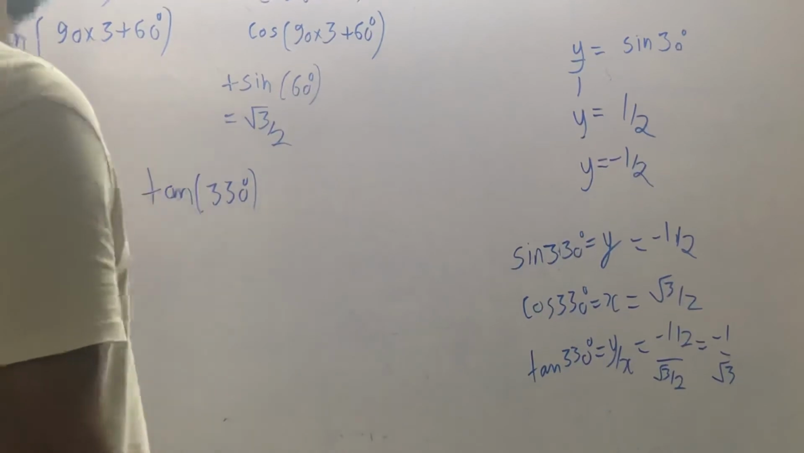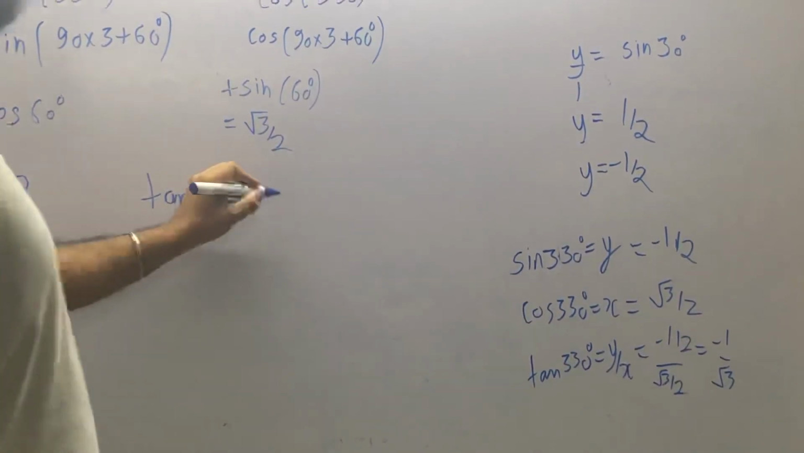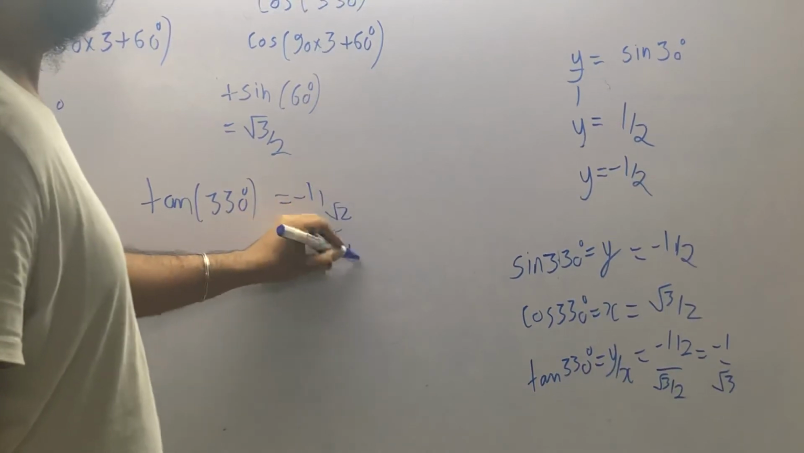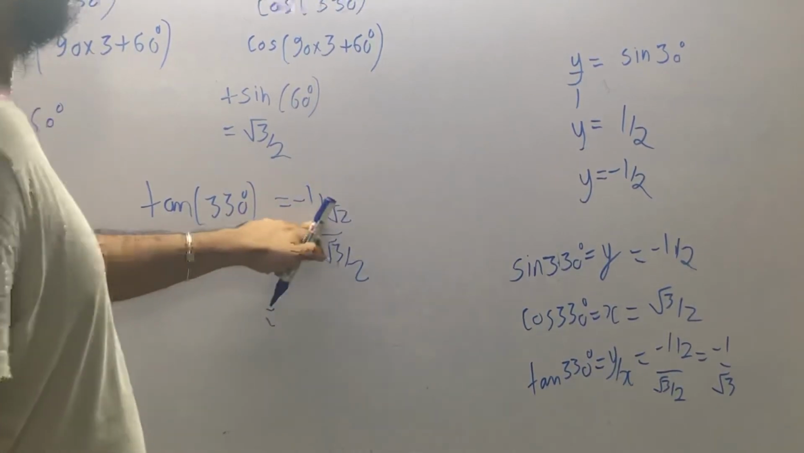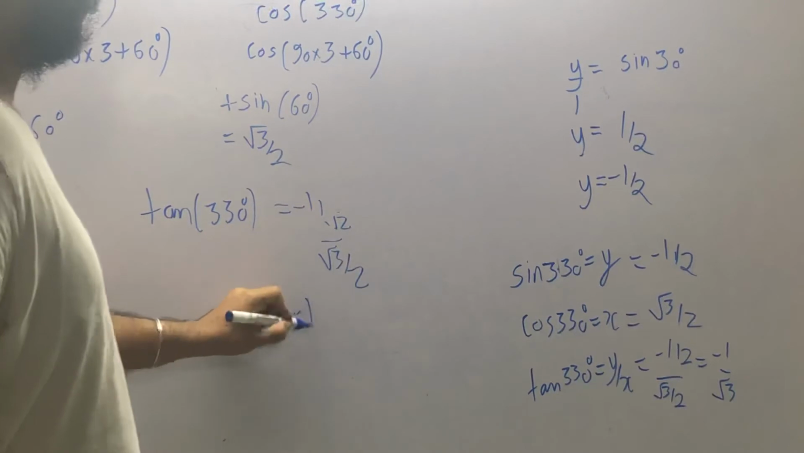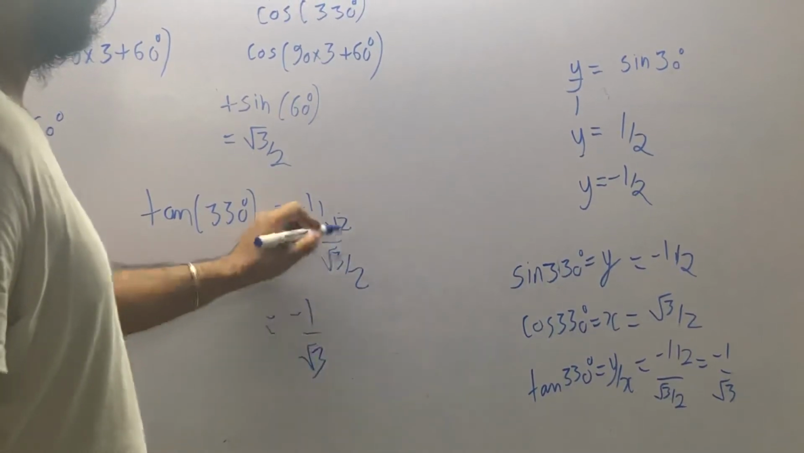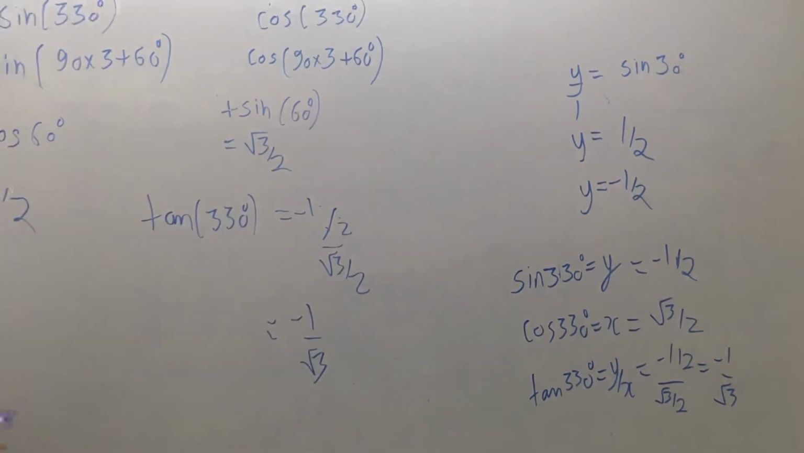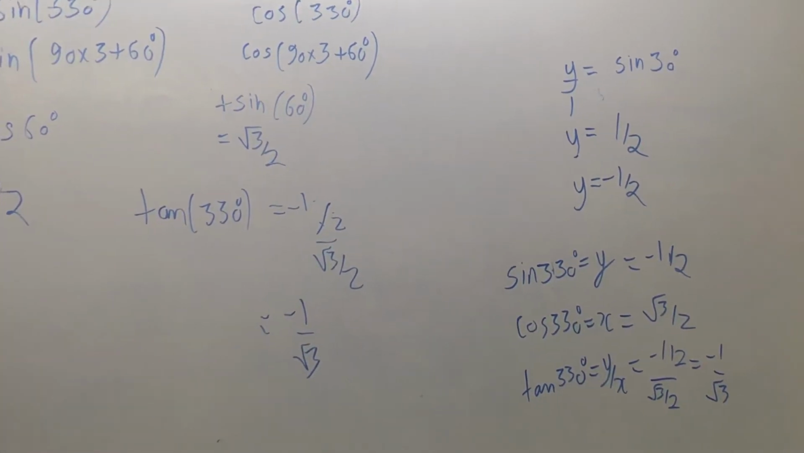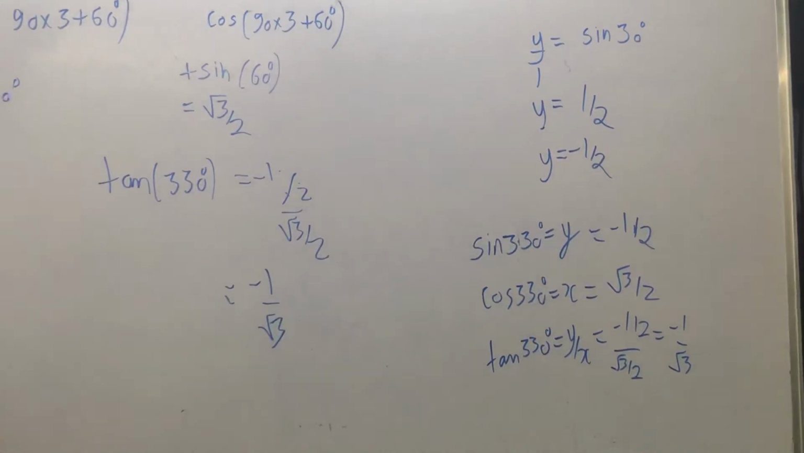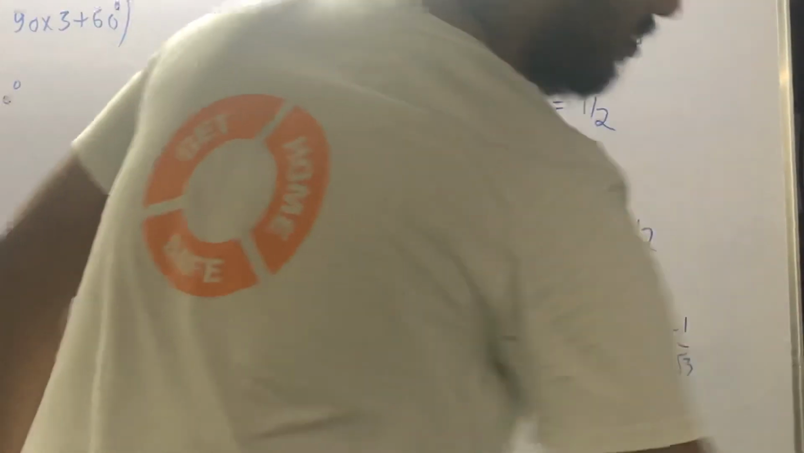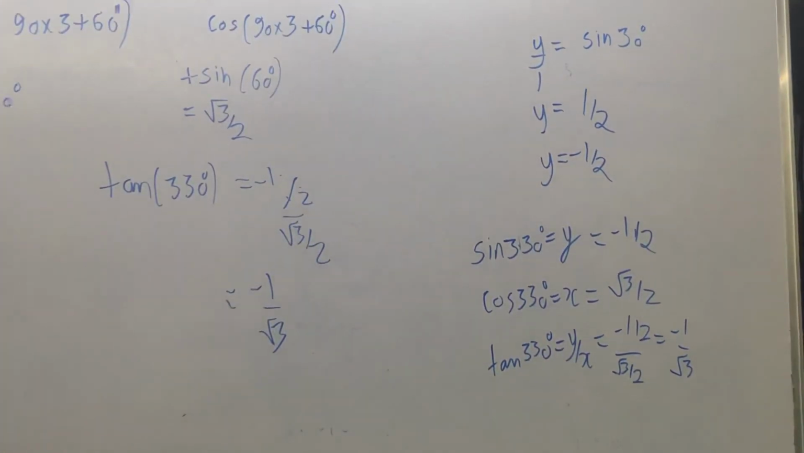Now you can find tan 330. Divide these two. So this comes out to be -1/√3. Okay, so these were the values of the trigonometric functions for 330 degrees.